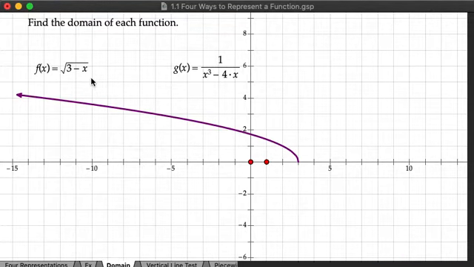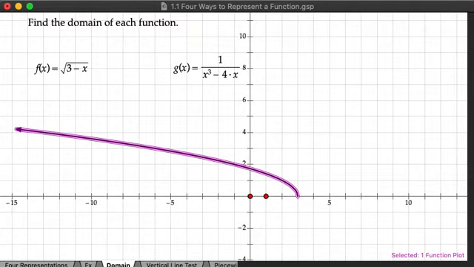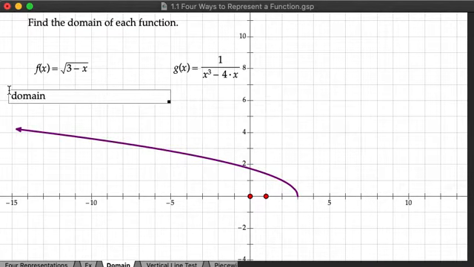The range of the function is the set of all output values. Those are represented as the y values in this graph. And we can see that the y values go from y equals 0 on up, and they can get as big as they need to get. So in this particular case, our domain would be everything to the left of 3.